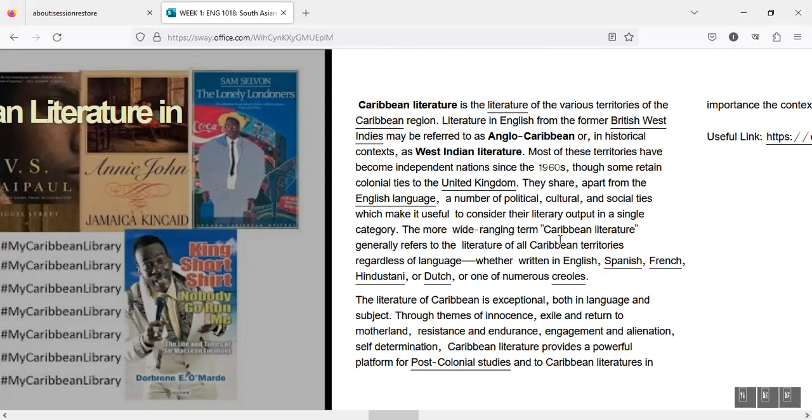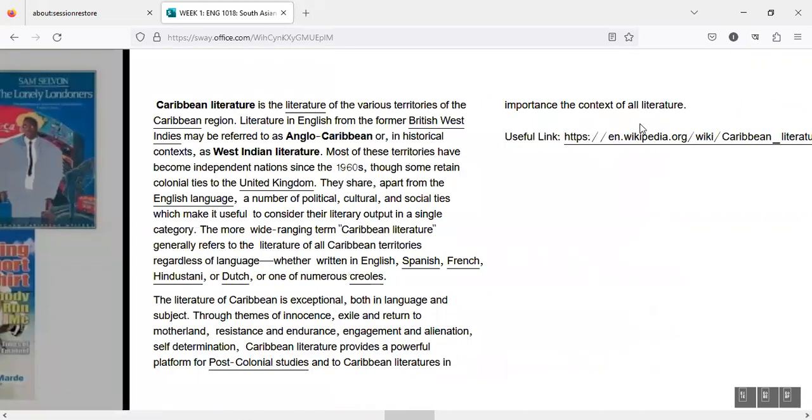The more wide-ranging term Caribbean literature generally refers to the literature of all Caribbean territories, regardless of language, whether written in English, Spanish, French, Hindustani, or Dutch, or one of numerous creoles. The literature of the Caribbean is exceptional, both in language and subject, through themes of innocence, exile, and return to the motherland, resistance and endurance, engagement and alienation, self-determination. Caribbean literature provides a powerful platform for post-colonial studies and for understanding its importance in the context of all literature.